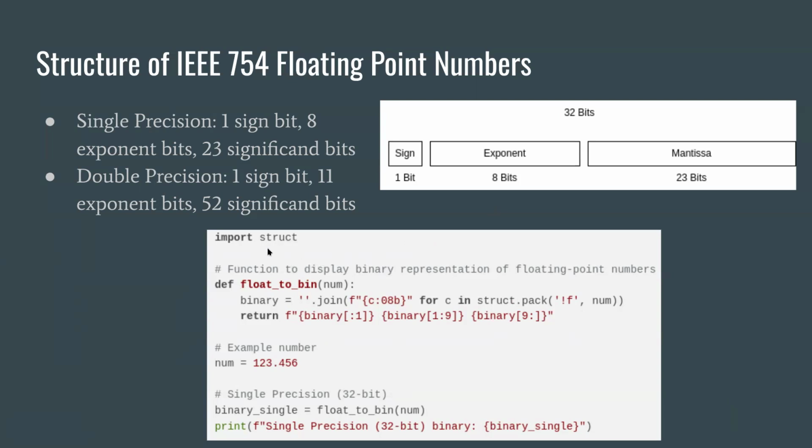And here we have Python code with a function called float2bin, which displays the binary representation of floating point numbers. The binary string is split into the sign bit, exponent bits, and significand bits to show the structure.